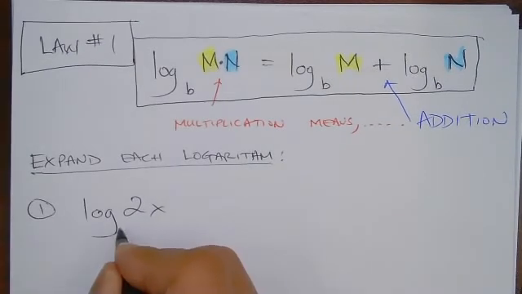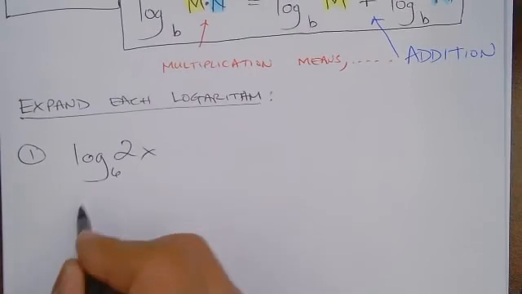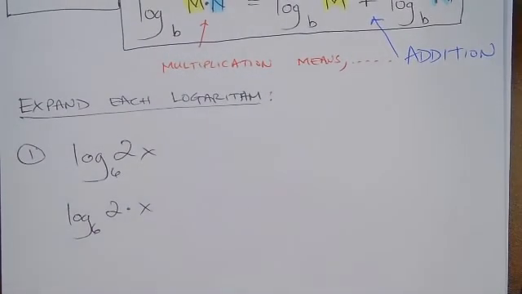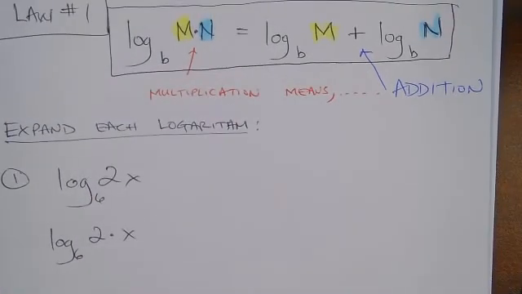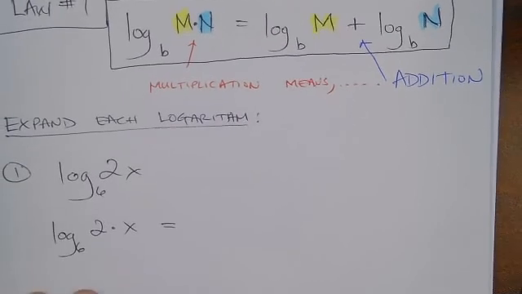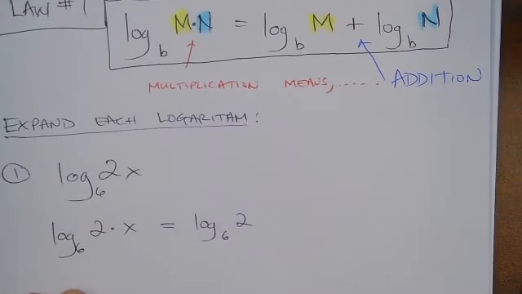Okay. So what if I have number 1, log 2x? Oh, I forgot a base. Log 6, 2x. How would you expand log 6 of 2x? Well, isn't this really log 6 of 2 times x? Yeah, it's multiplication. And what does multiplication mean? What does it interpret to? Into an addition, yeah? So how are you going to write it?